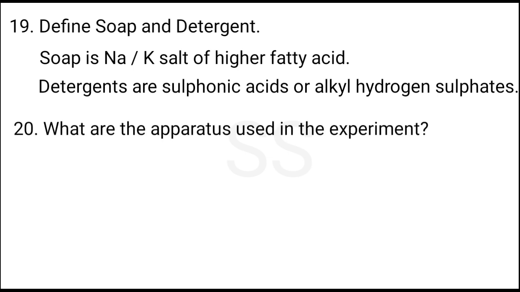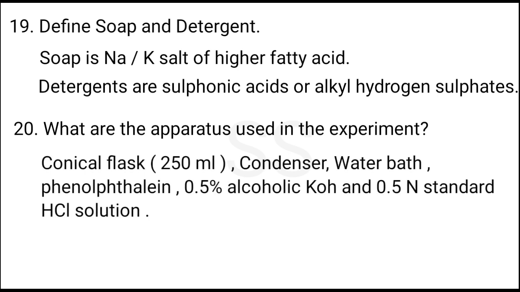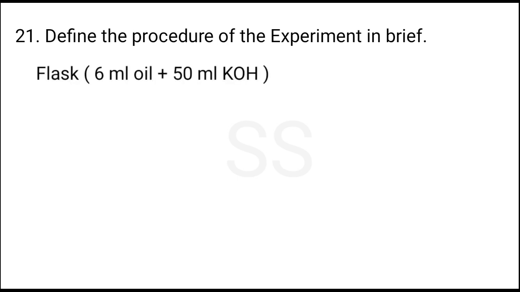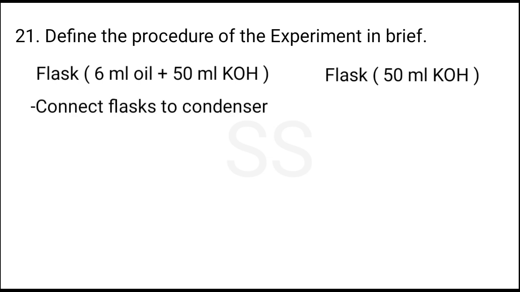What are the apparatus used in the experiment? The apparatus used in the experiment includes conical flask of 250 milliliters, condenser, water bath, phenolphthalein as an indicator, 0.5% KOH, and standard HCl solution. Define the procedure of the experiment in brief. In order to conduct the experiment, we take 2 flasks. In first flask, we add 6 ml of oil and 50 ml KOH. And in second flask, we add 50 ml KOH only. Then we connect both the flask to condenser.